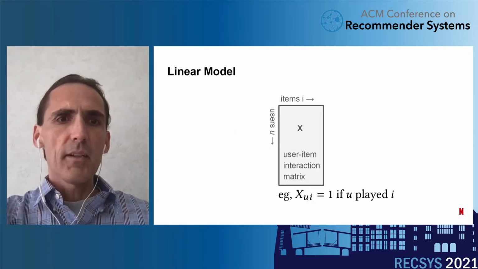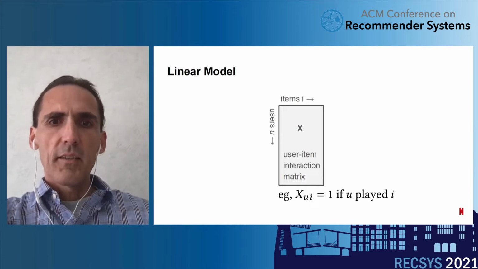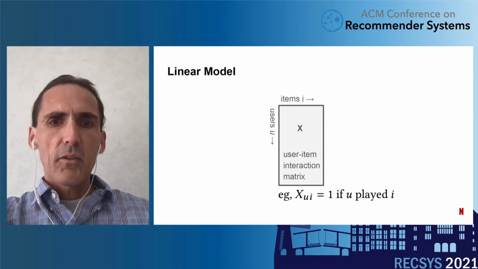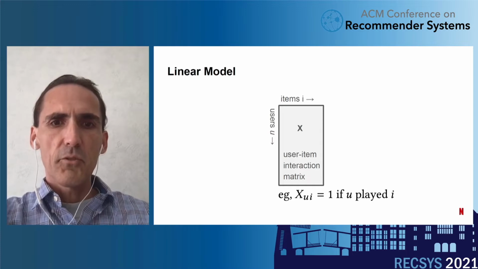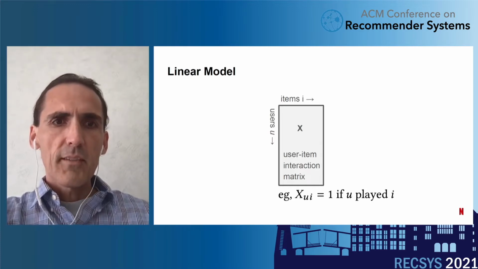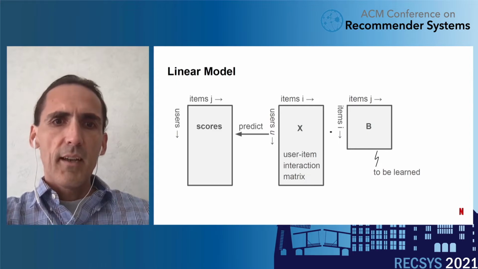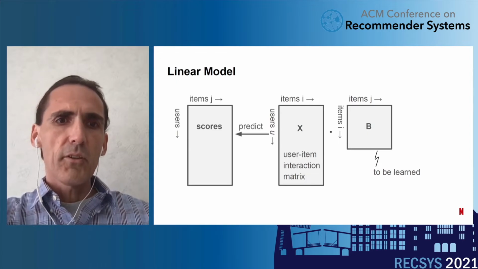To keep it simple, we consider a linear model here. We assume that the user-item interaction matrix X is given. In the simplest case, this is just a binary matrix where the entry 1 denotes that the user U interacted with the item I. Alternatively, one could also use continuous values, like the time duration a user watched a video. In this linear model, the matrix X gets multiplied by a learned item matrix B to predict the scores for all the users and items.